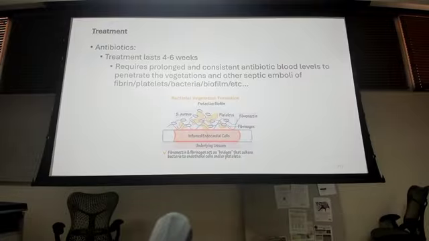Antibiotic regimens are going to be prolonged, so we're talking about at least 4 to 6 weeks of IV antibiotics, because you've got to get all of that bacteria, any part of the vegetation that may persist. You want to make sure you get rid of all of that bacteria so that it doesn't come back, it doesn't recur. Okay?